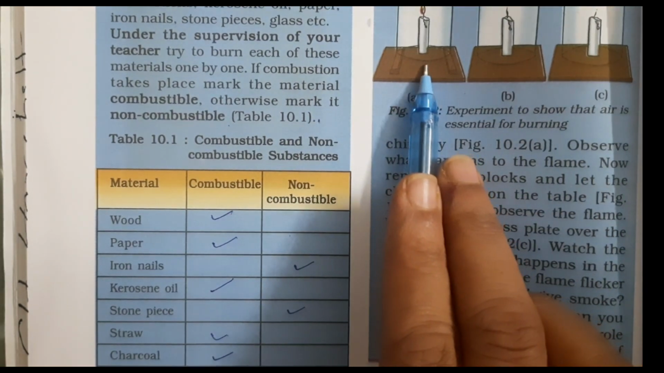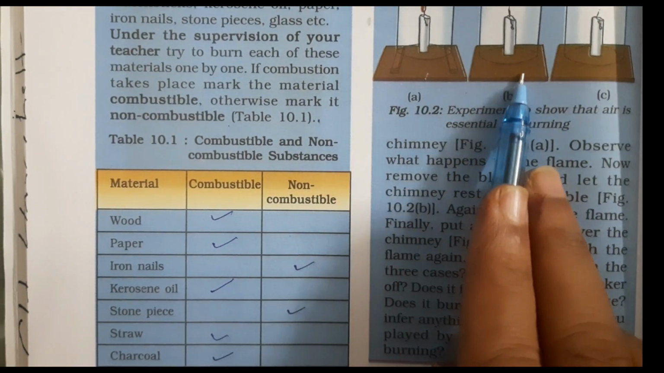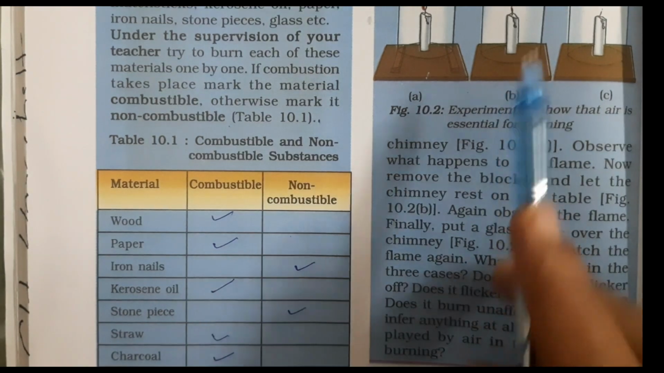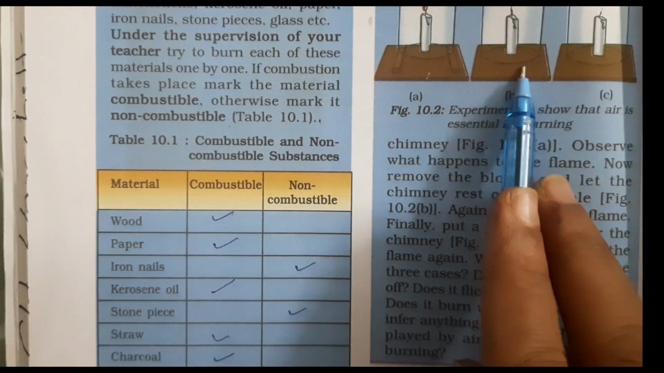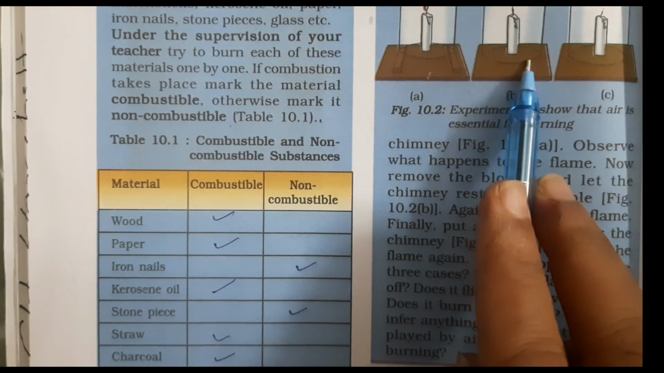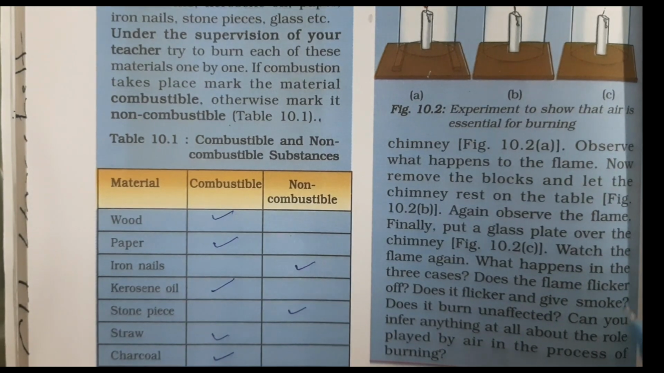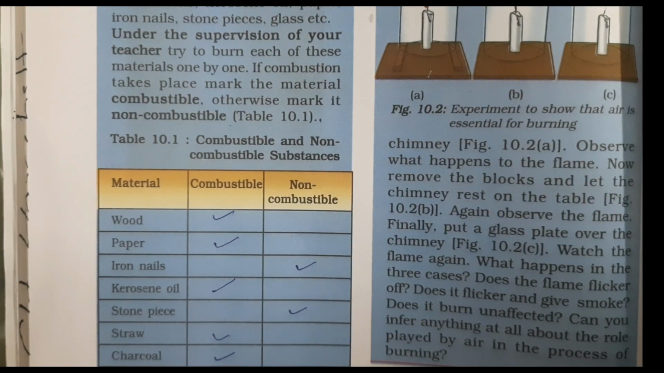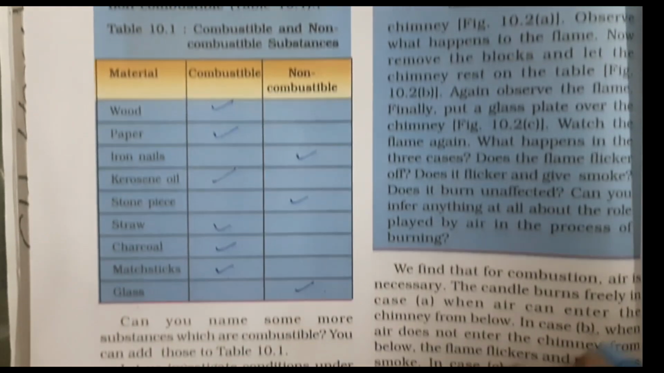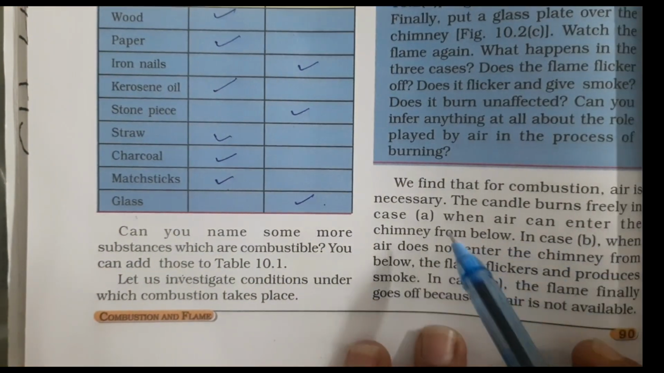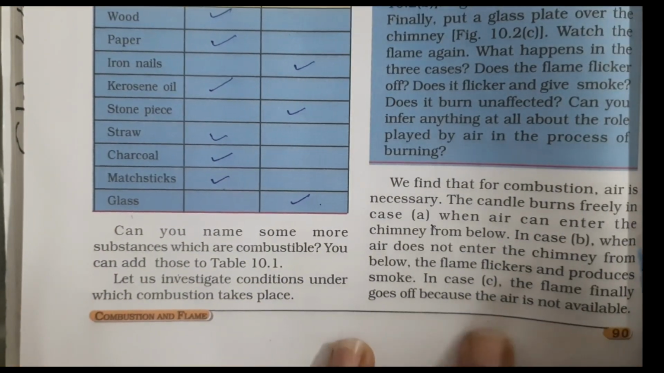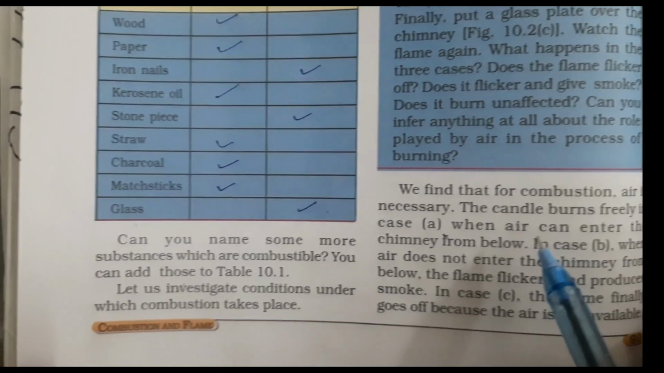So this candle will continue to burn. Here for the second case, as the block is kept, the candle will put off. So with this activity, what we can say is we need oxygen for burning. So we find that for combustion, air is necessary. From this activity, we conclude that for combustion, air is necessary.